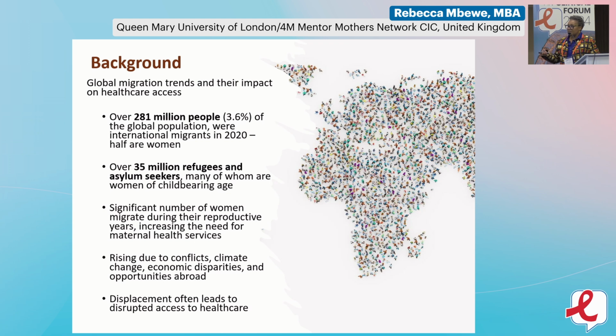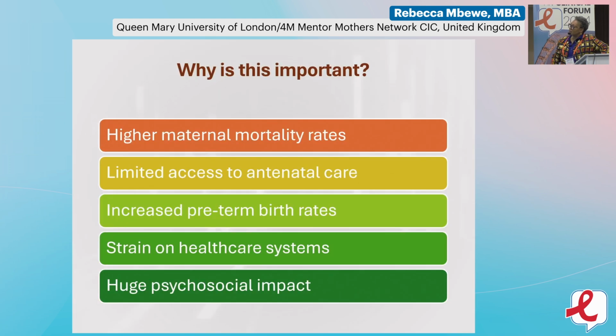These trends, I think someone mentioned earlier, are due to rising conflicts, climate change, and economic situations and opportunities abroad, which is why people travel or migrate. So displacement often leads to disrupted access to healthcare. And why is this important? Because that then leads to higher maternal mortality rates.